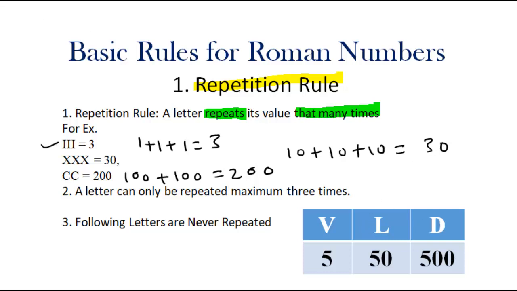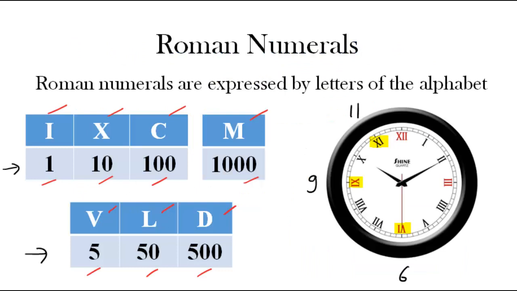But note that the following letters are never repeated. That means the letters representing 5, 50, 500 are never repeated. One more rule: a letter can be repeated a maximum of 3 times. So these letters are never repeated, and these letters can be repeated a maximum of 3 times.